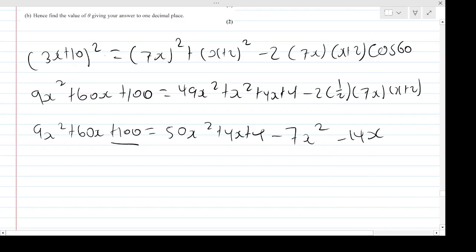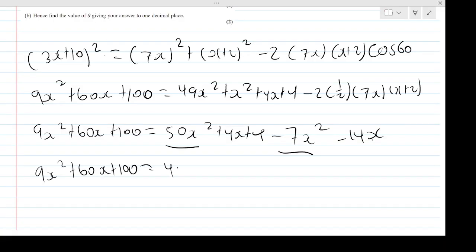Okay, then I'm going to collect all the like terms, right? So I'm going to get 9x squared plus 60x plus 100 on one side. On the other, 50x squared take away 7x squared is 43x squared. Then 4x take away 14x is minus 10x. And then I have the plus 4. Okay, cool. So that's simplified.